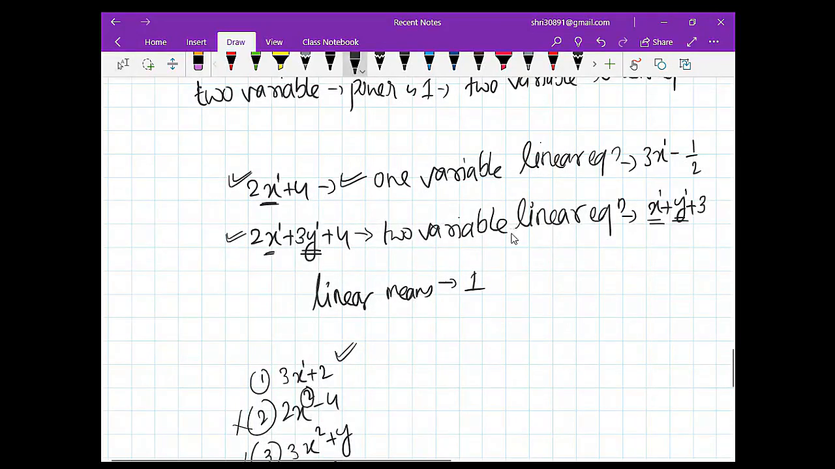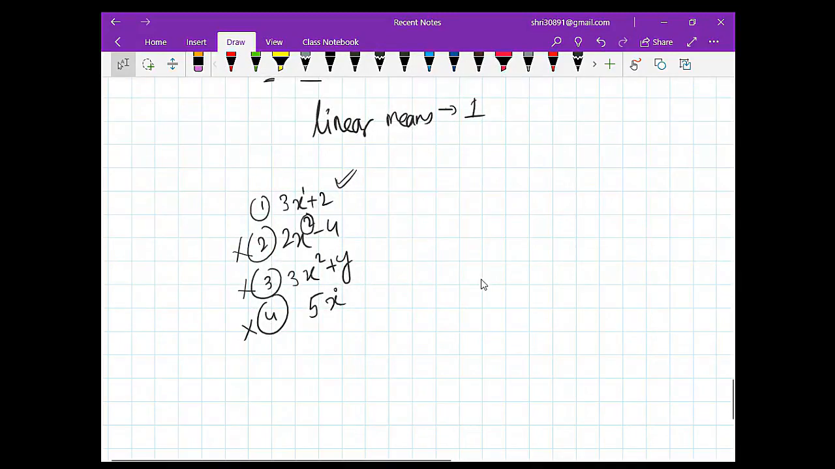See, I told you 2x plus 4. This is only a linear expression. If we make it equal to 0, then it is a linear equation. Here it is 2x plus 3y plus 4. This is a two variable linear expression. If we make it equal to anything, a constant like 0 or 1 or 2, then it is an equation. The others are only expressions, not equations. When we make an expression equal to another expression, then these are all equations.